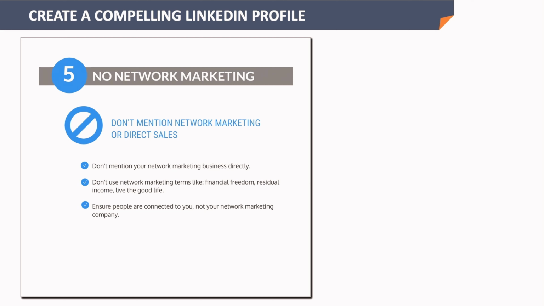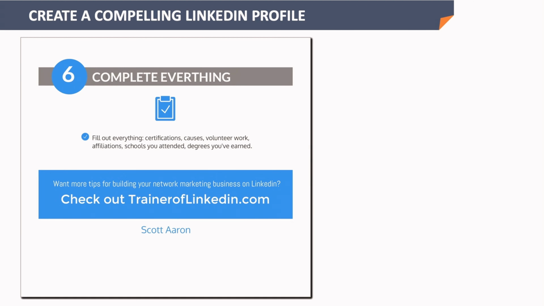The sixth way in finalizing a compelling LinkedIn profile is completing all the other miscellaneous elements. That's filling out everything from certifications, courses, volunteer work, the affiliations you have, schools you attended, and the degrees that you earned. Each one of these elements can find synergies with people all around the world. And when you find a synergy with someone, it's a direct gateway into connecting with them so they can become a lead and prospect within your lead list and hopefully join your business.